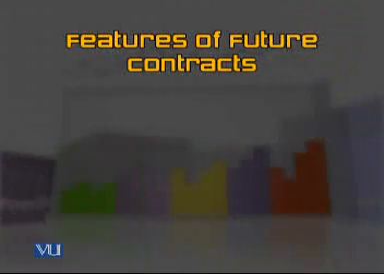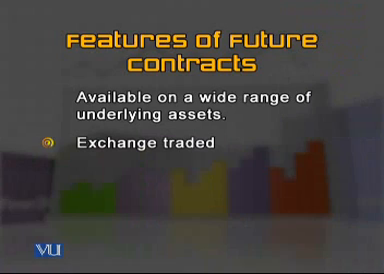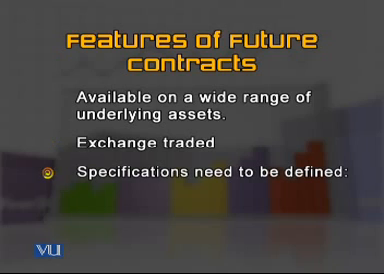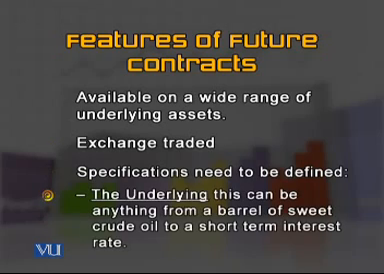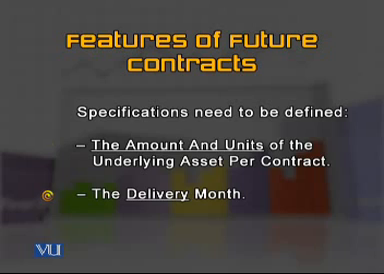Now the features of these futures contracts are they're available once again in a large variety of underlying assets. Not to mention that they are exchange traded, which means virtually no credit risk. Specifications are defined. Underlying can be anything from a barrel of crude oil to short-term interest rates. It can be anything. The amount in units are then specified of the underlying asset. There's going to be a delivery month. Which month are you going to complete your futures contract?